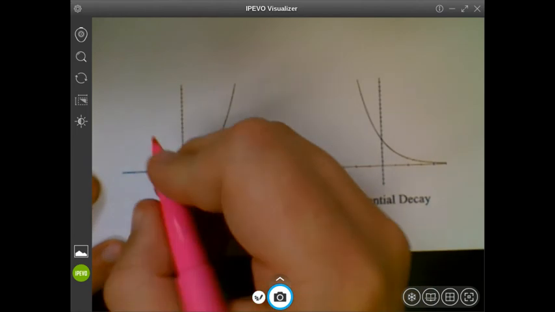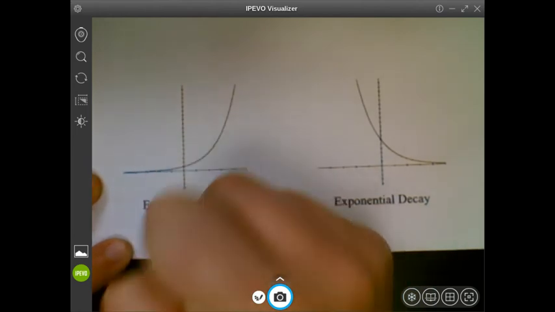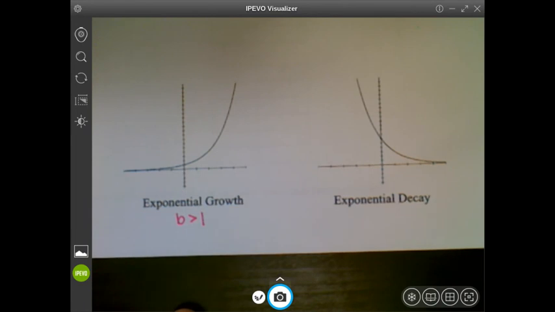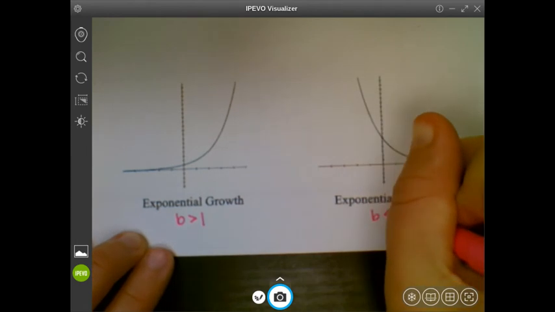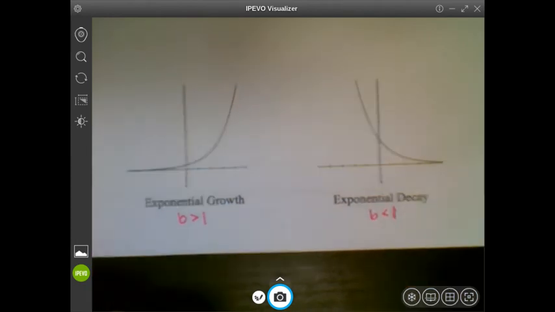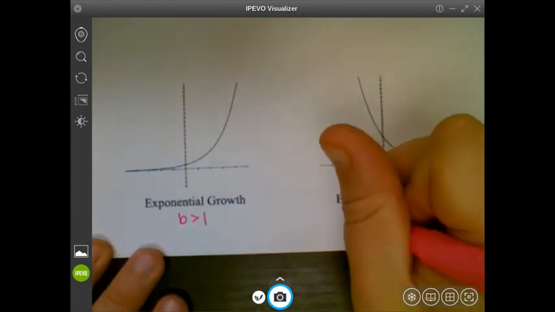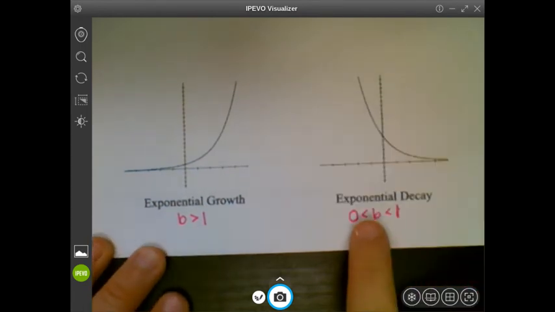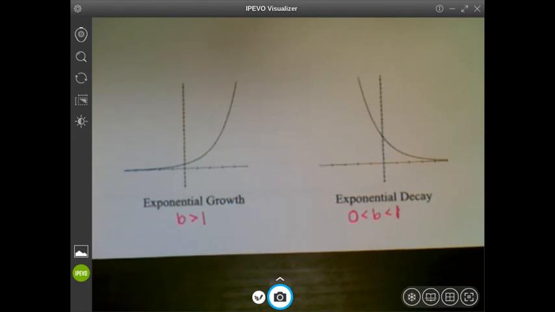And here's how you tell the difference. If your base is greater than 1, it will grow. So if you have a base of 2, 3, 4, 5, even a decimal like 1.3, as long as it's bigger than 1, it will grow. Decay is when your base is less than 1. However, it can't be every number less than 1 because it can't be less than 0. So we're going to write it as an inequality that says B is greater than 0 on this side, but B is also less than 1. So B is stuck between 0 and 1. So that's where you'll see your fractions like 1/2, 1/3, 1/4, 2/3, things like that.